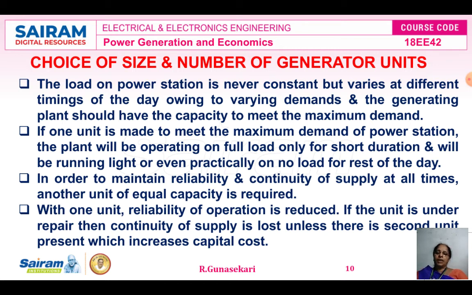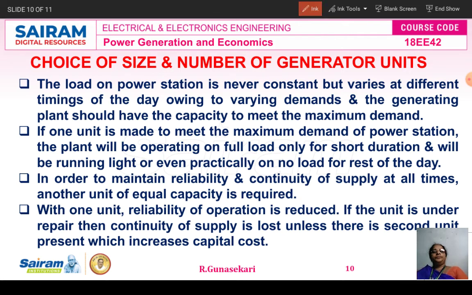The generating plant should have the capacity to meet our maximum demand. For example, our maximum demand is 100 megawatts, and our generating capacity in the hydroelectric power plant is also 100 megawatts, but the powerhouse has 3 generators. Suppose only one unit, one generator, is made to meet the maximum demand of the power station, 100 megawatts. What happens? The plant will be operating on full load, because maximum demand means full load. The full load lasts for a short duration only.